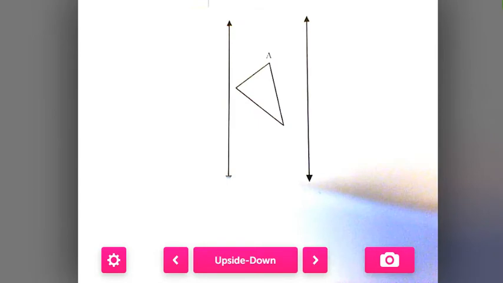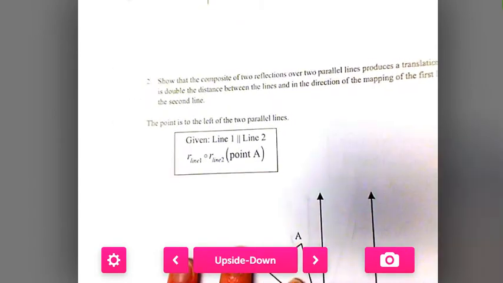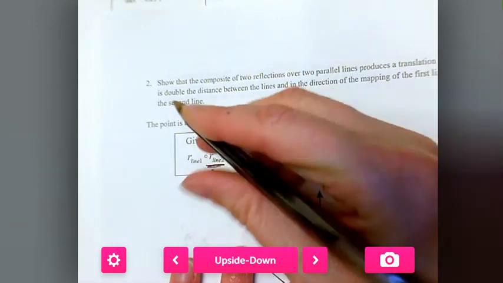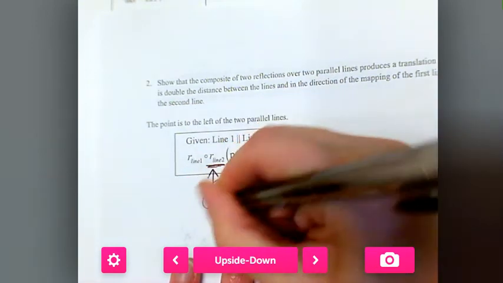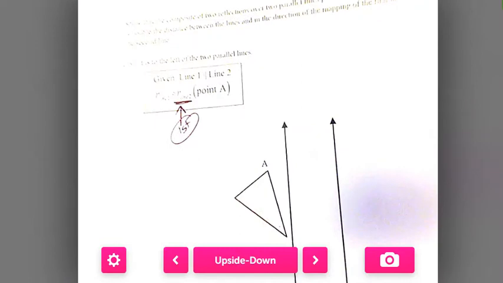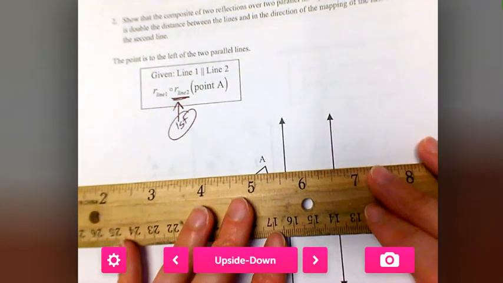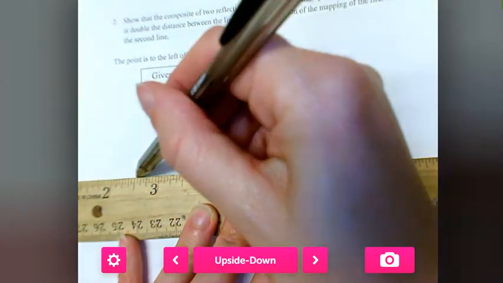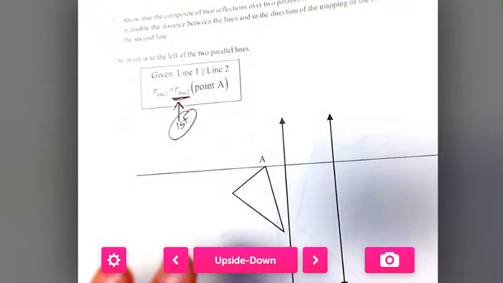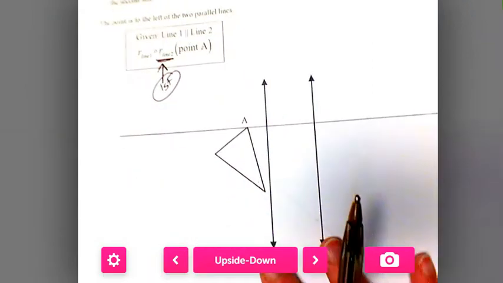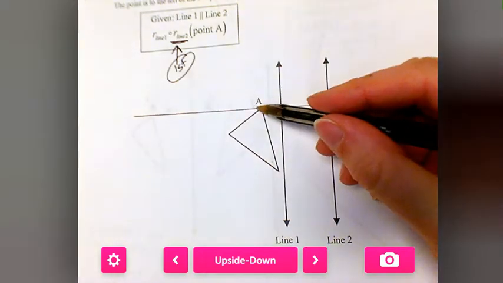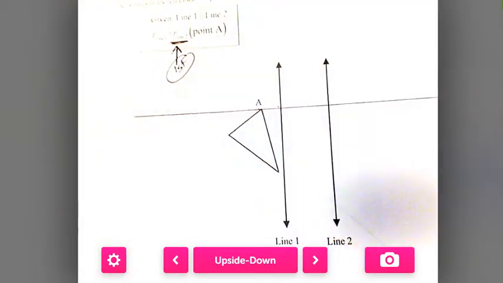All right. Now remember, we are going to do line 2 first and then line 1. I like to make a little note to myself so I don't forget. Again, I'm going to draw my pretty perpendicular line that goes through A. So, first of all, the distance between line 1 to line 2, I'm going to say is X.